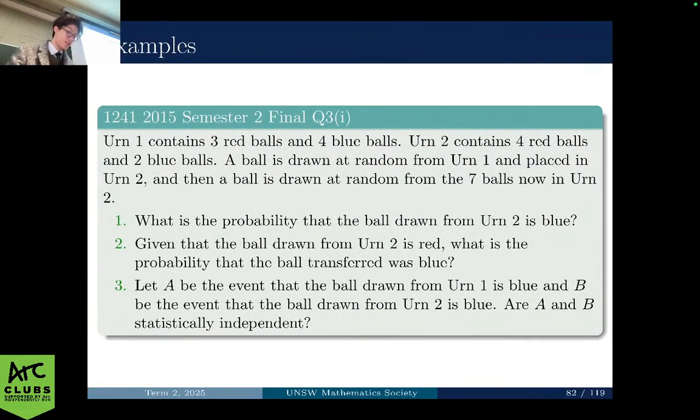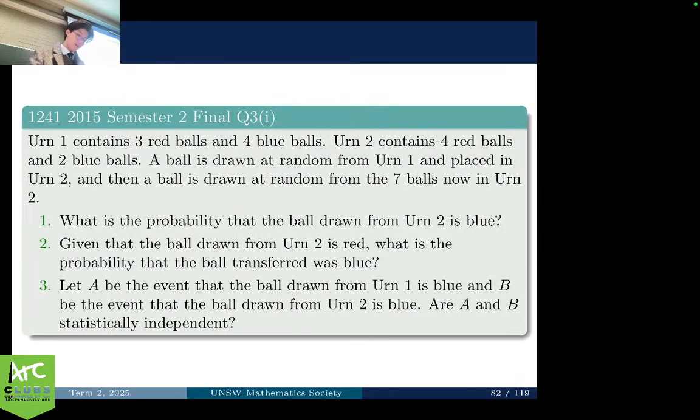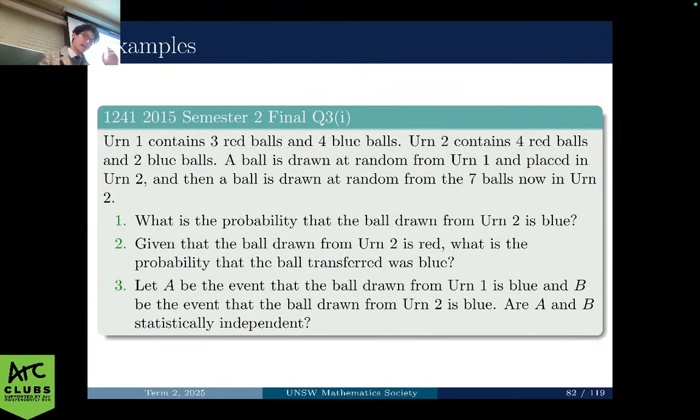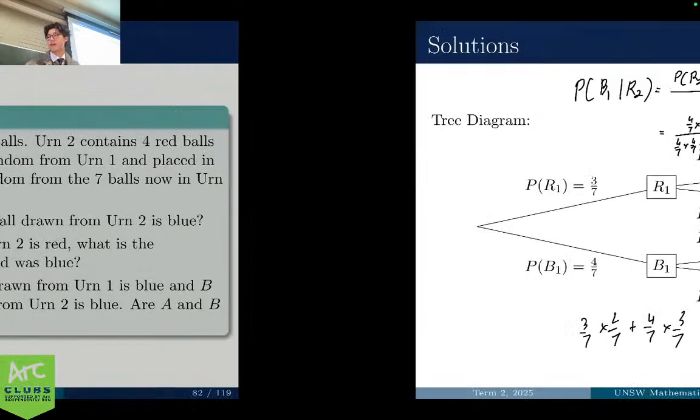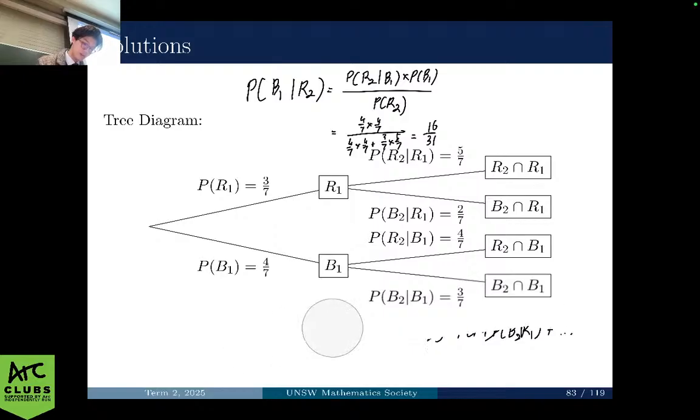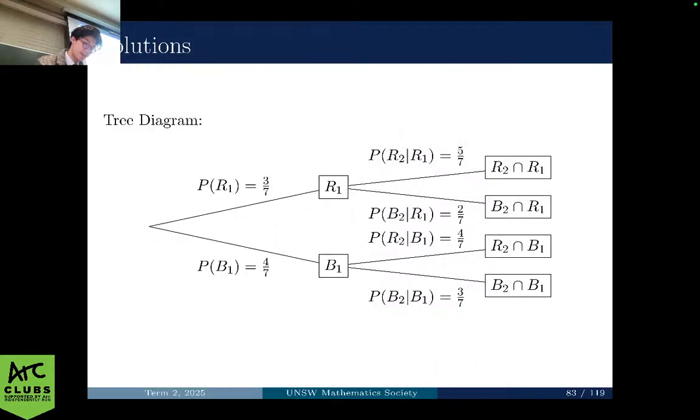Now, the third question: let A be the event that the ball drawn from urn 1 is blue, and B be the event that the ball drawn from urn 2 is blue. Are A and B statistically independent? So basically it's asking, are they independent events per se? Which means, what is the condition for independent events?